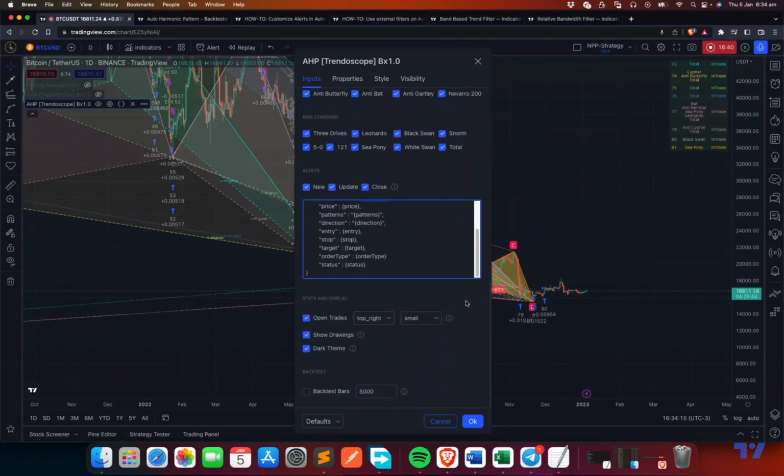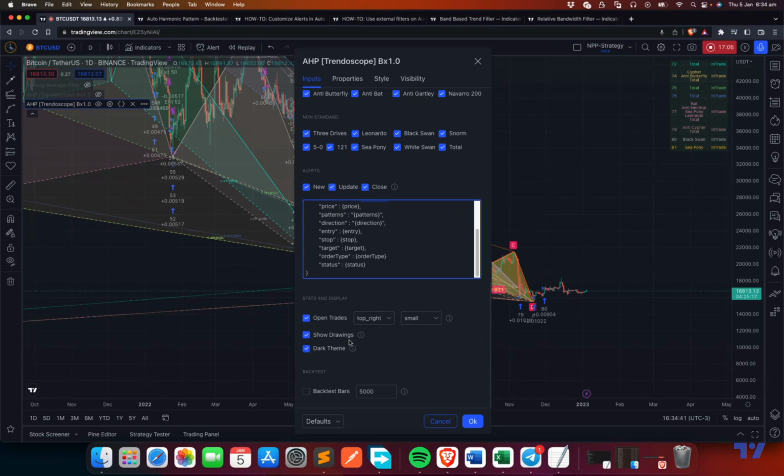Right, and the next things are pretty simple. The display, like open trades, show drawings. This table, if you want to hide, you can hide using this option. Show drawings means if you don't want to see all these patterns on the chart, you can uncheck this option. And if you want to use a light theme, you can uncheck this option. By default, it's dark theme.